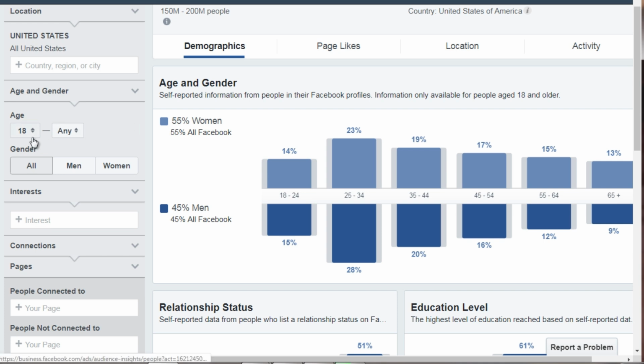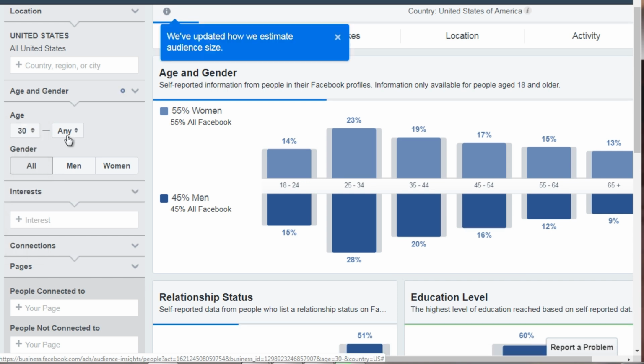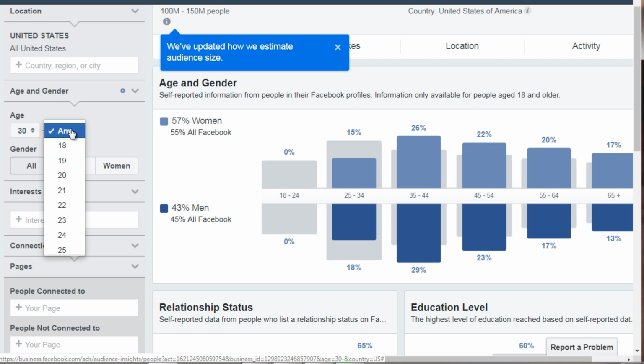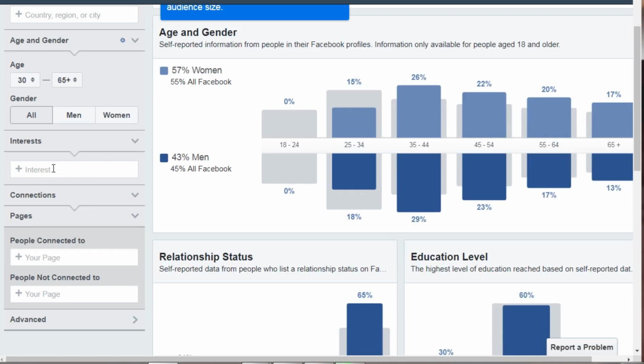And if it's a specific age group, you can select the minimum age group. So let's say that we want to target anybody from 30 and up. So 30 and up. So this can be any. We can change this to 30 to 65 plus. And then of course we have interest.